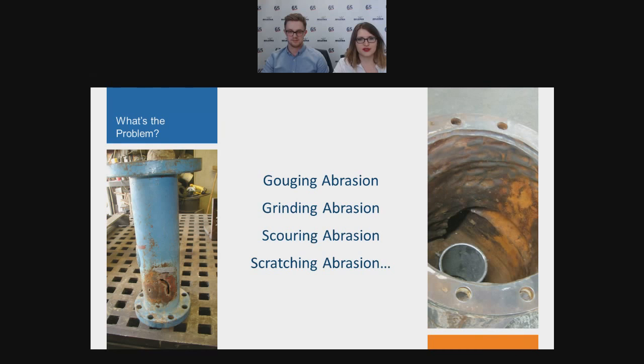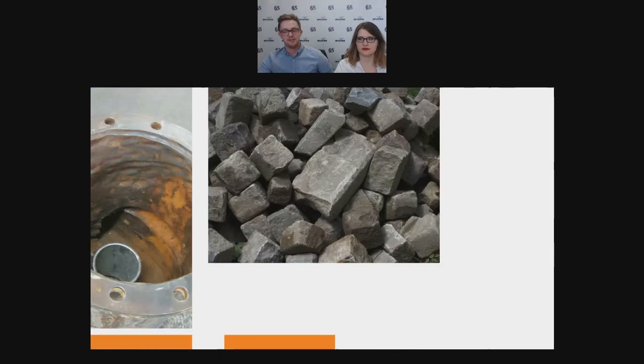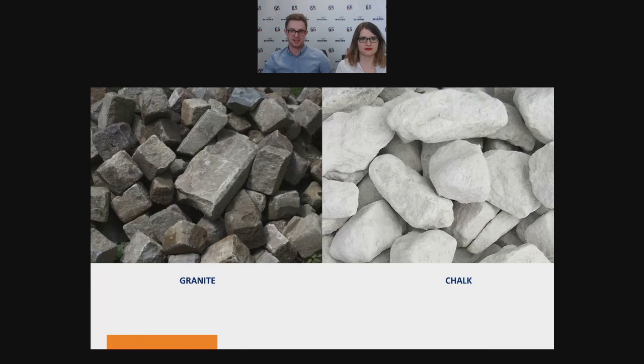So if we know all this information about what abrasion is and how we define it, how we describe it, let me ask you guys a very quick question first. If I have two systems, one which transports crushed granite and the other one which transports crushed chalk, which of the two systems do you think is going to suffer the greatest amount of wear? If you put your answers into the comments, we'll go through them as we do the presentation. But it might seem like a relatively obvious answer in most cases. But presuming that both of these systems are made from carbon steel, do you reckon that's going to make it any easier to decide? Unfortunately, in this case, we don't actually really have enough information.